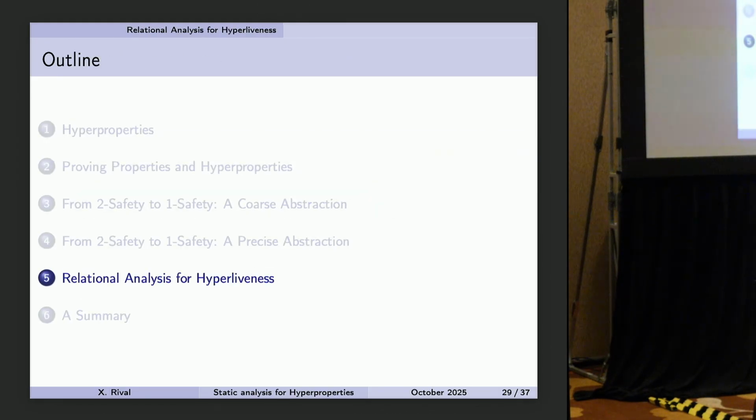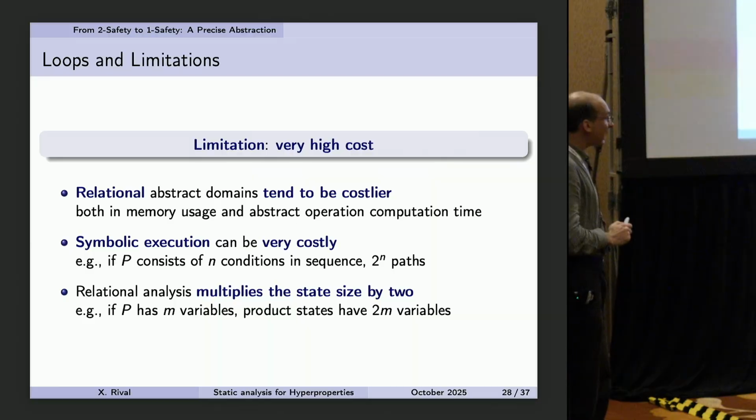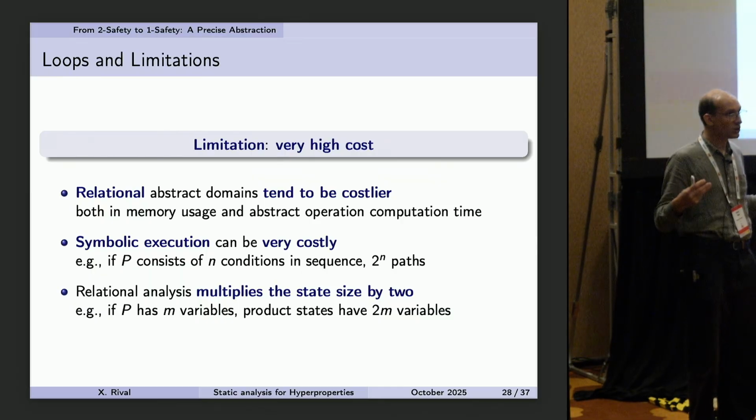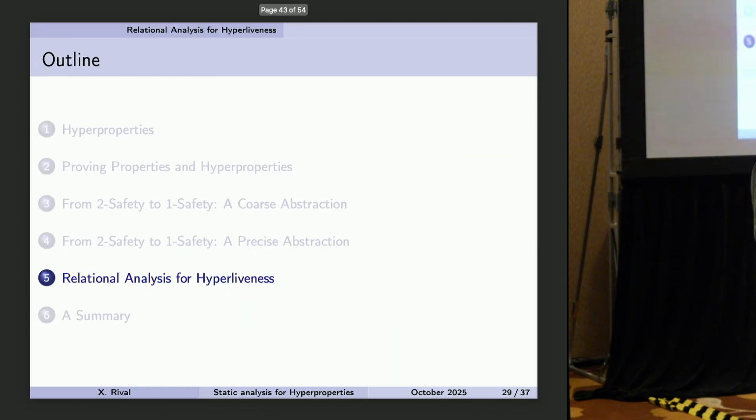So to conclude on this one, the main limitation of the static analysis we have seen here is cost, because we just use a reduction to safety, which is a costly way: we do a self-composition of the program, everything gets duplicated, so eventually it gets very costly. Now let's talk about something fairly different, which is relational analysis for hyperliveness.